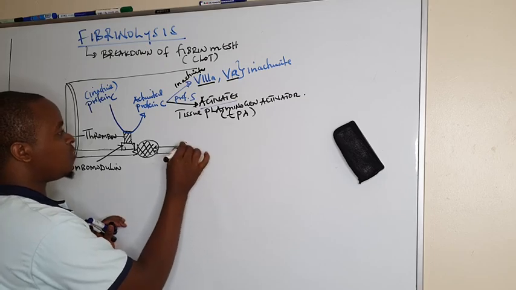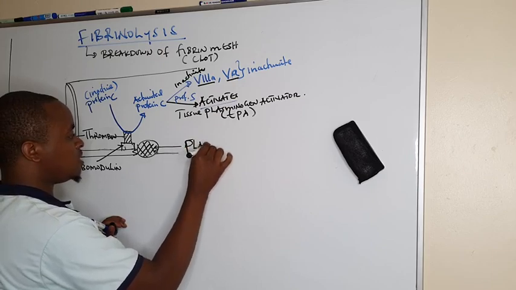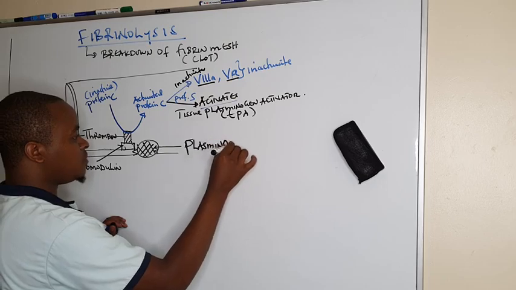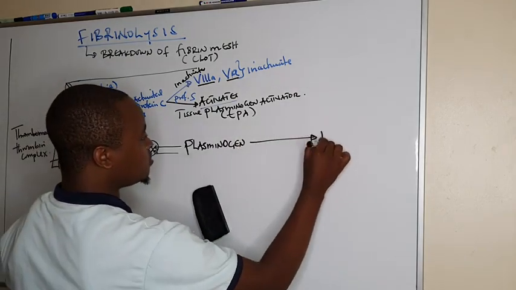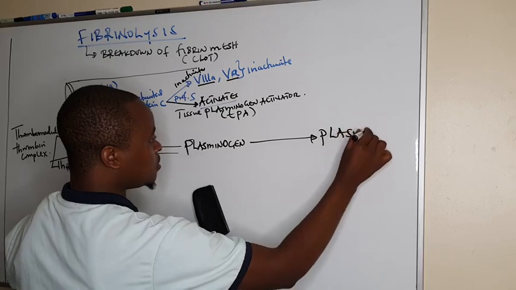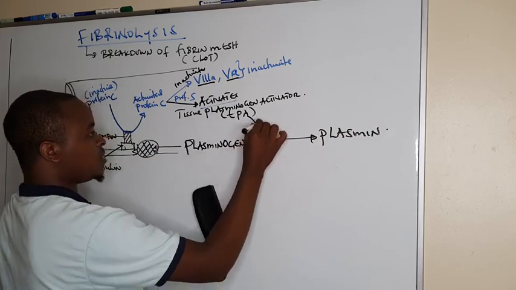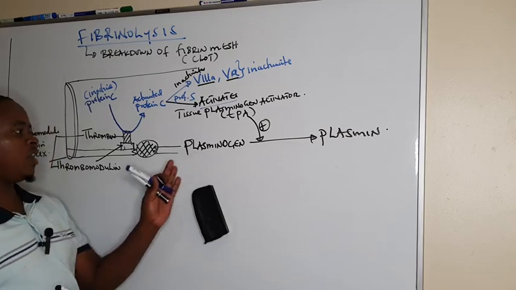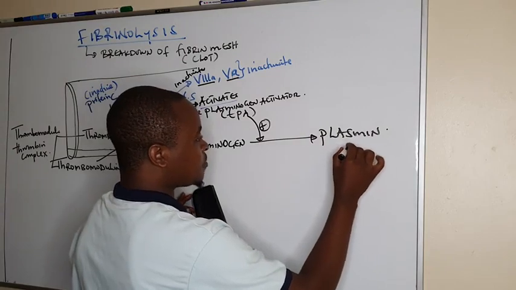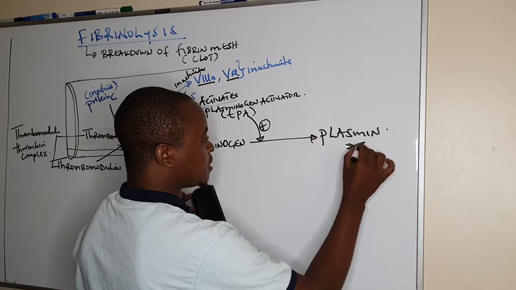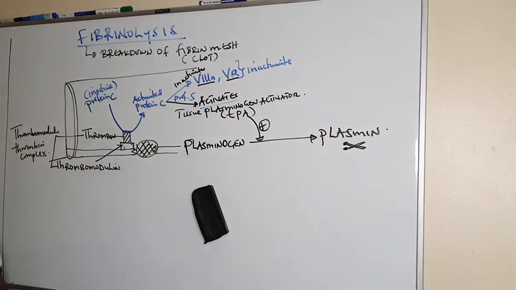After forming TPA, this tissue plasminogen activator is the one that is responsible for converting plasminogen, which is formed by the liver, to plasmin. So this occurs in the presence of tissue plasminogen activator, which stimulates the conversion of plasminogen to plasmin. And this plasmin acts as a scissor. It is the one that is going to go and start cutting the mesh at the injured site.